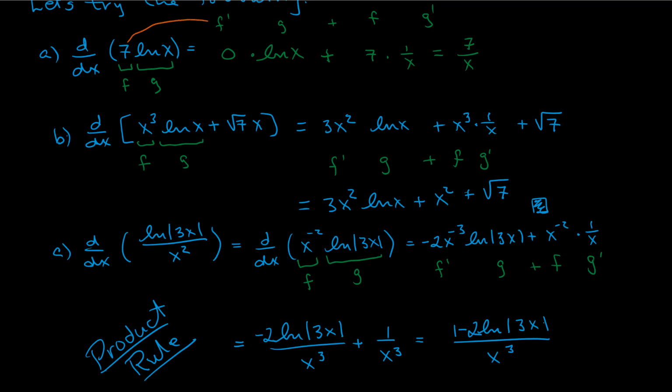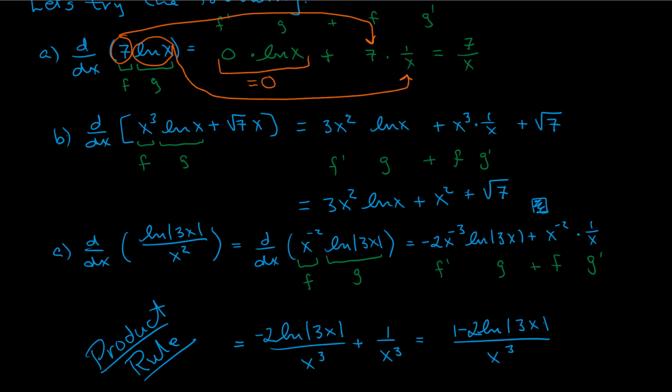7 is the f, the derivative of that is going to be 0. G is the natural log, that's just going to stay natural log. However, notice this first term, because it's 0 times something, equals 0. Okay, plus, now let's do the second term in the product rule. It says f, well, f is our coefficient. You just bring the coefficient along, times g prime. Oh, g is the function.